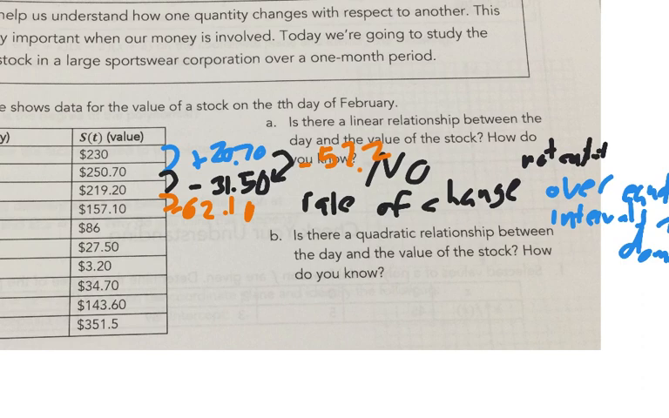Now what about, how did I get from negative 31.5 to negative 62.10? I'll do negative 62.10 minus 31.5, and I get negative 30.6. What you guys got? So, is this quadratic? No. How do you know? Right. Over equal intervals in the domain, the second difference is not constant.